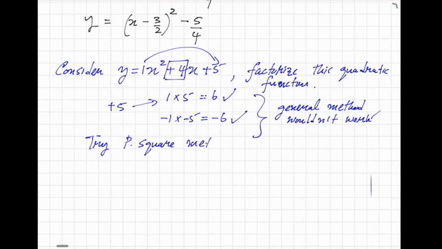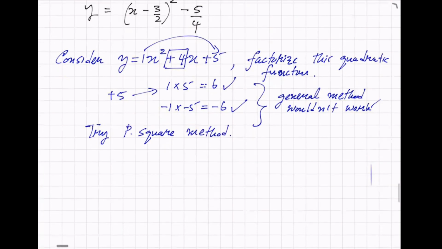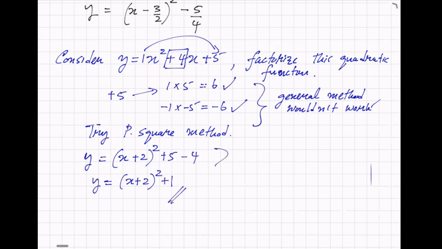Okay, so now you will try perfect square method. So that would be x plus 2 squared plus 5 minus 4. So the answer would be x plus 2 whole thing squared plus 1. That's the answer. So perfect square method works. So we have to remember, in any test you will get a question like this, factorize a quadratic. So you will use the general method, and if it doesn't work, you have to go for the other method and do it. So that's how you determine how to do factorization from scratch.